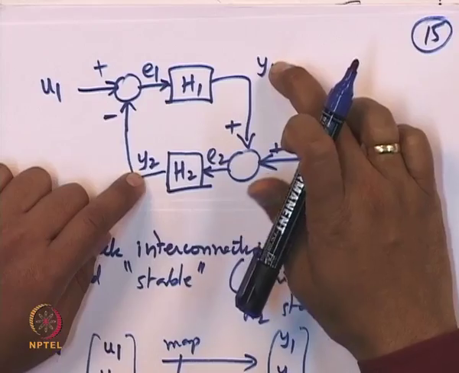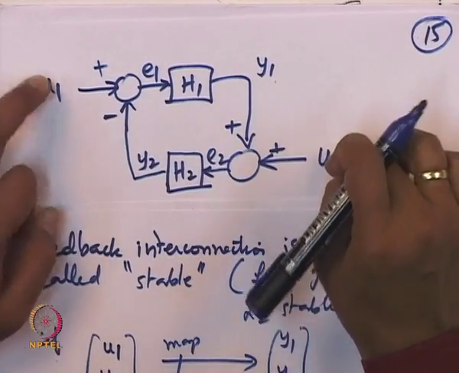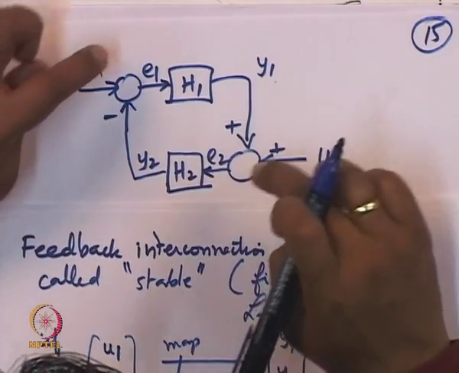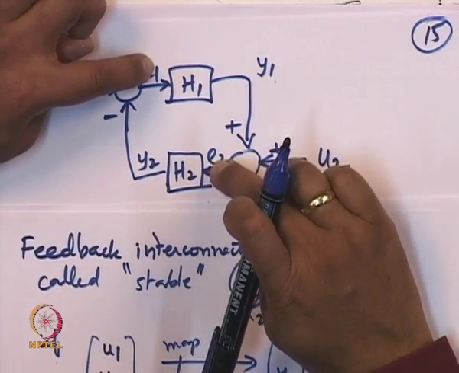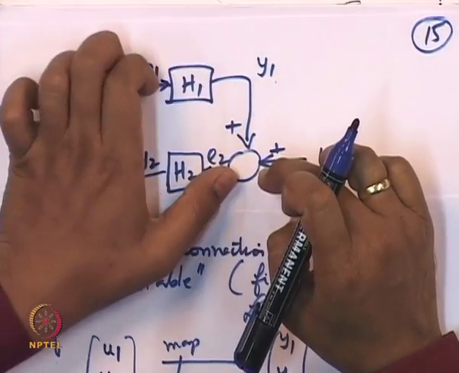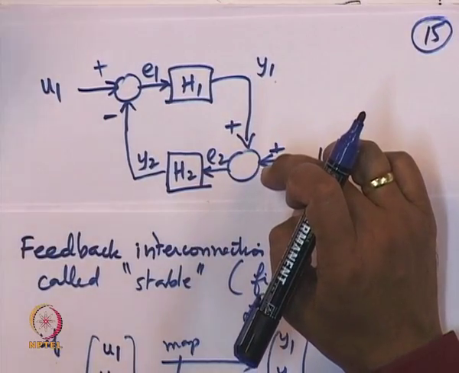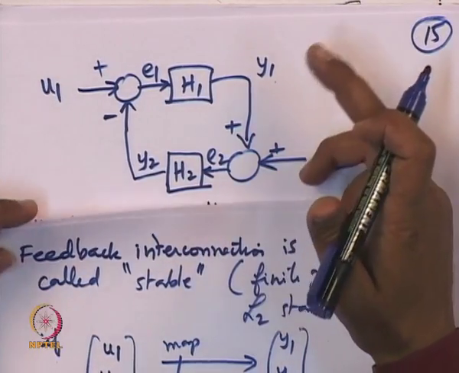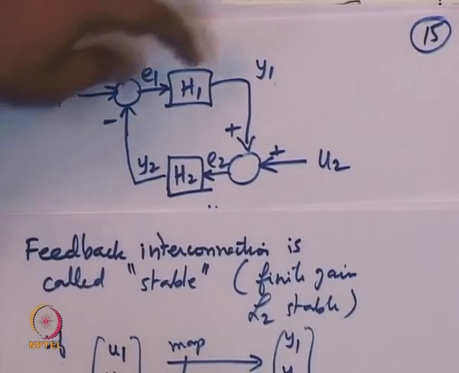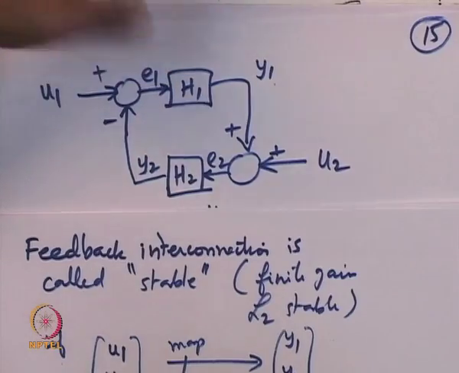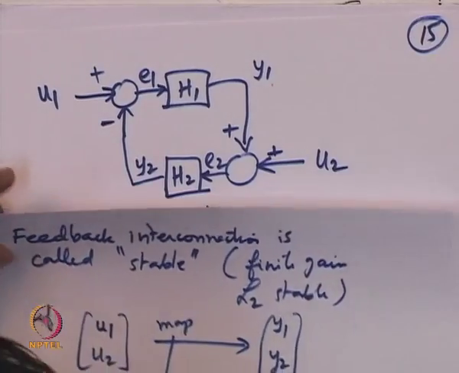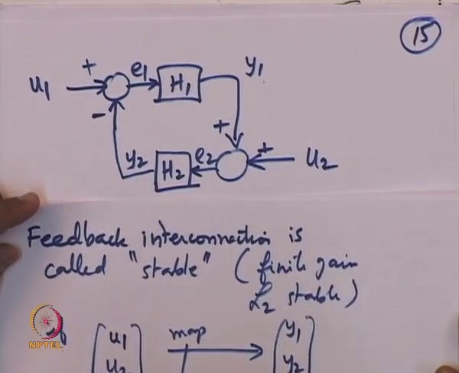You might ask, why take outputs Y1, Y2? It can be shown that if the map from U1, U2 to Y1, Y2 is finite gain L2 stable, then the map from U1, U2 to E1, E2 is also finite gain L2 stable. These are equivalent. So, between Y1, Y2 and E1, E2, you can take any one pair as the output. If you want to take all four of them, both pairs, that's also okay. But it's not okay to take just E1, Y1. One should take either Y1, Y2 or E1, E2. So, this is the meaning of the feedback interconnection being stable.